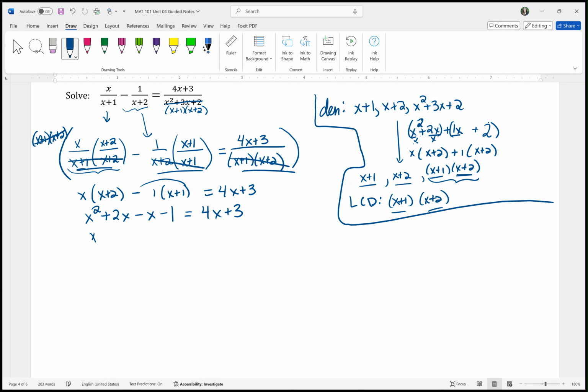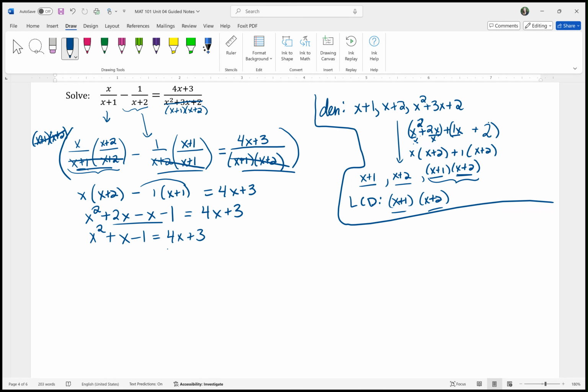So we've got x squared, 2x minus x is just x, minus 1 equals 4x plus 3. And we need this equal 0. So the 4x and the 3 on the right-hand side has to go to the left. I've said this in a previous video. I'm going to say it again now. Wherever the x squared is, if it's positive where it is, you keep it where it is. Move everything over to it so you can have it equal 0. Don't make the x squared negative.